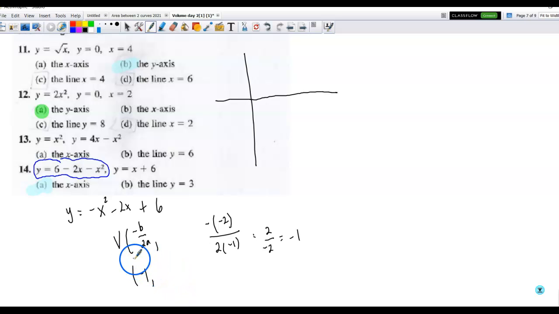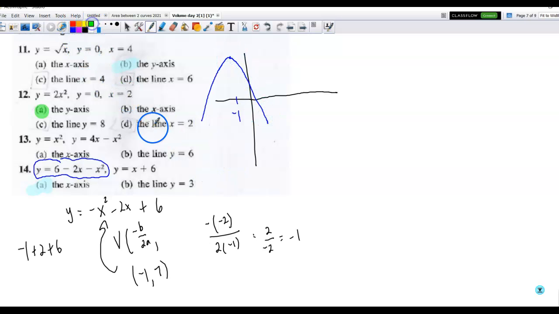To get the y-coordinate, I'm going to substitute negative 1 back into the parabola. So negative 1 squared would be 1. The opposite of that would be negative 1. Negative 2 times negative 1 is 2 plus 6. 6 and 2 is 8 minus 1 is 7. So the vertex of our parabola is at negative 1, 7. So here's negative 1. Here's 7 up here. And the parabola opens downward. So there's a downward opening parabola. It's just kind of giving me a look at what's going on here.